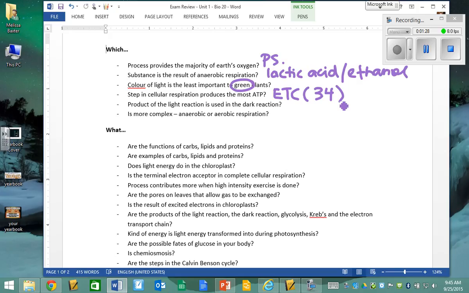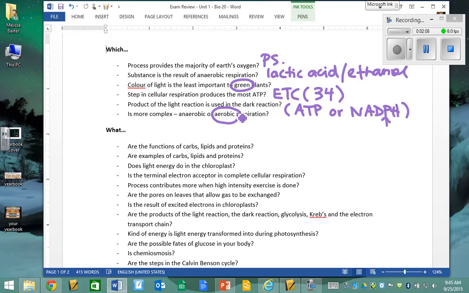Which product of the light reaction is used in the dark reaction? There's two choices, ATP or NADPH. And that's another reminder that the one with the P is in photosynthesis. NADH without a P is the one that's in cell respiration. Which is more complex, anaerobic or aerobic respiration? It's got to be aerobic. There's more steps. You need more structures. You have to have a mitochondria. Anyone have questions about any of that basic stuff?